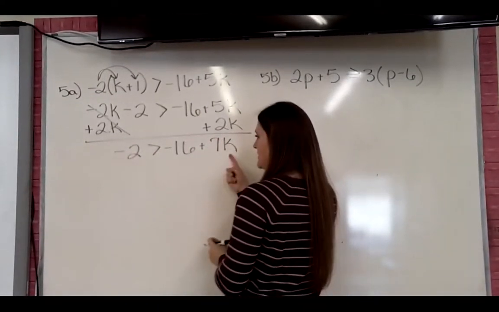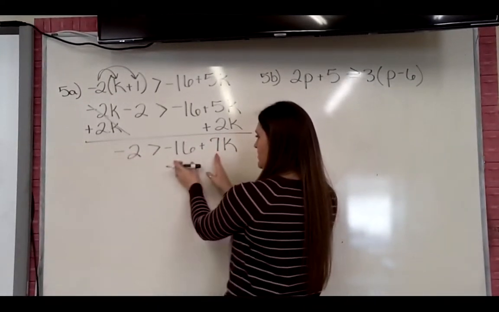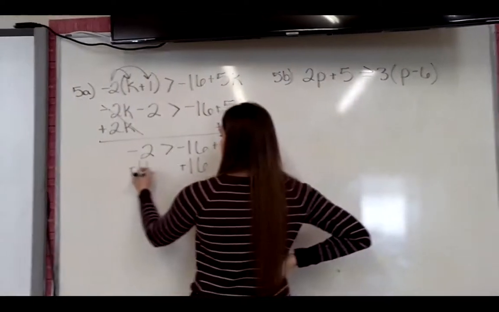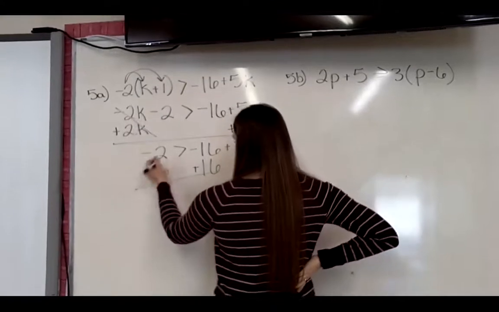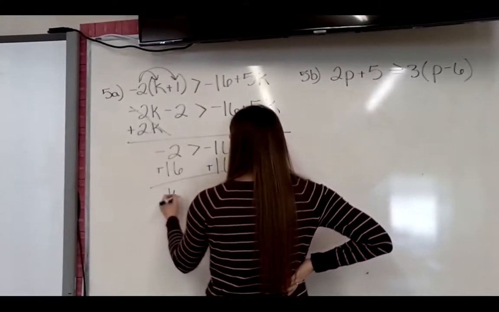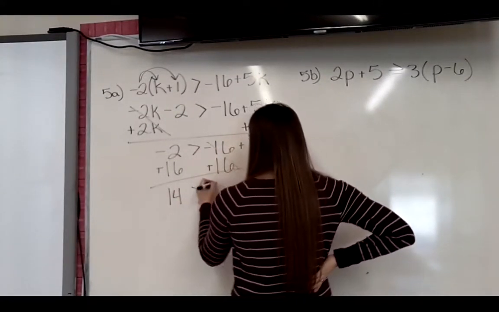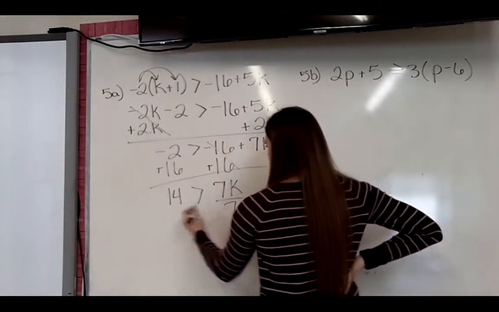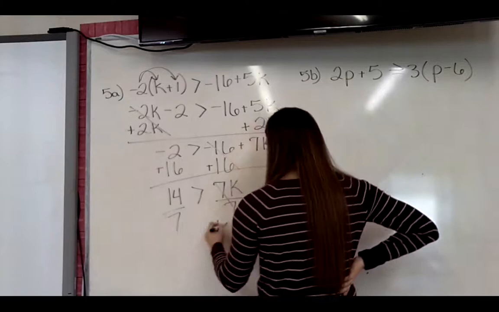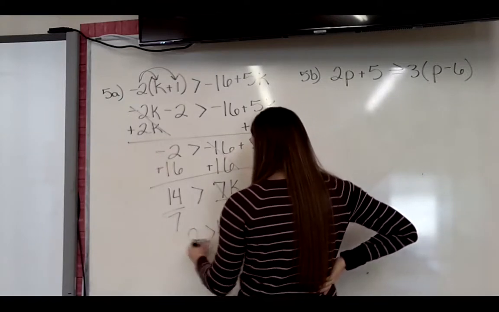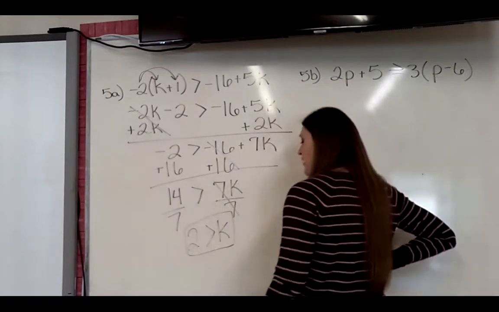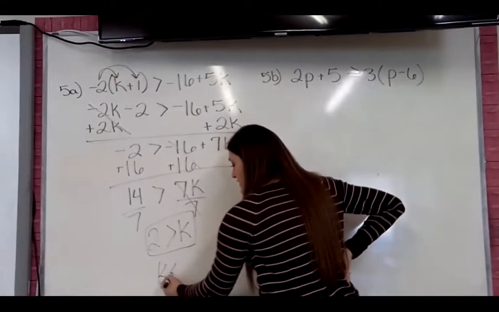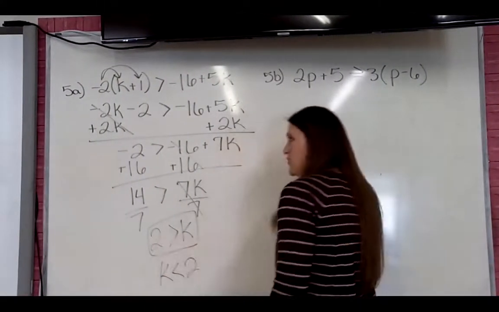So to get k by itself now, I've got to get rid of these two numbers. We get rid of the one that's by itself first. Negative 2 plus 16 is 14, and I divide both sides by 7. 14 divided by 7 is 2. So 2 is greater than k. If you were to write it in order, it would be k is less than 2, but it doesn't matter which way you put it.